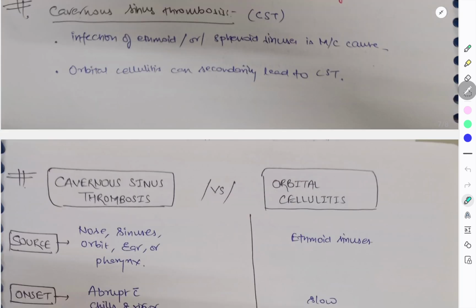Here only let's see something about cavernous sinus thrombosis. If there is infection of the ethmoid or sphenoid sinus, then it can cause cavernous sinus thrombosis. So infection of ethmoid and sphenoid can go to the cavernous sinus. Orbital cellulitis can secondarily lead to cavernous sinus thrombosis. So how to differentiate between both, cavernous sinus thrombosis and orbital cellulitis?